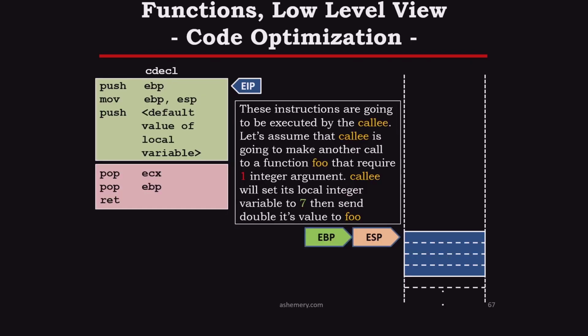So let's look at this. Think of these instructions as being executed by the callee. Let's assume that the callee is going to make another call to another function called foo, which requires one integer argument. Now the callee will set its local integer variable to 7, and then send double its value to foo. Again, the callee is going to call another function. That function takes one argument, an integer, and then creates a local integer variable that we set to 7, just as an example, but we are also going to double that value and send it to foo.